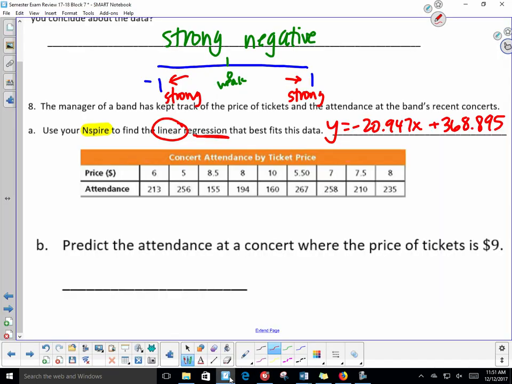All right, now we have our equation. So what we want to do now is figure out what's the attendance when the price of a ticket is $9. The biggest thing is making sure, did they give you X or did they give you Y? Do we know X or do we know Y? We know X, so we know that the price is 9. So how are you going to find the attendance for this one? Plug in that. Walk me through how you are plugging it in. For the equation we just got, just write the negative 20.947 parentheses 9 plus 368.895.